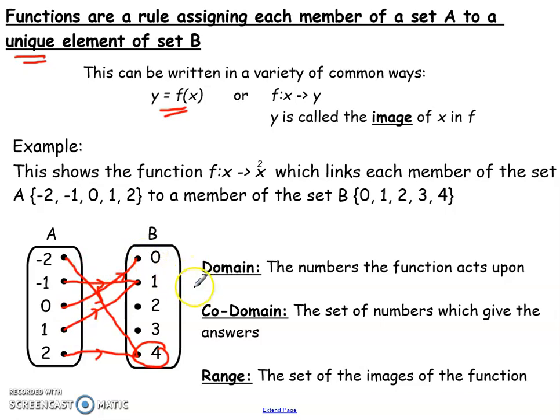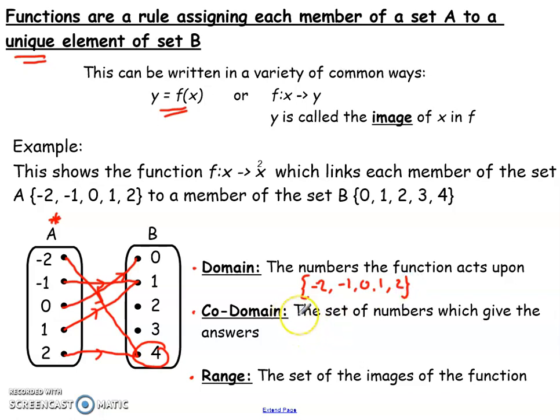There are 3 key things we have to be able to identify and understand for each of the functions. That's domain, codomain, and range. Now the domain is the numbers the function acts upon. So in this case, my domain is the numbers I put in, which is given by my set A. So my domain in this case is -2, -1, 0, 1, and 2.